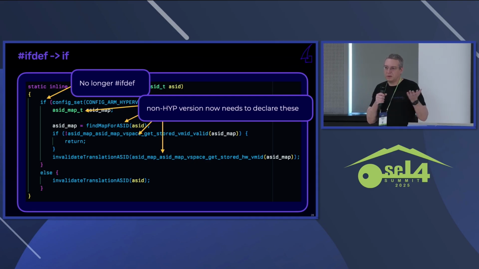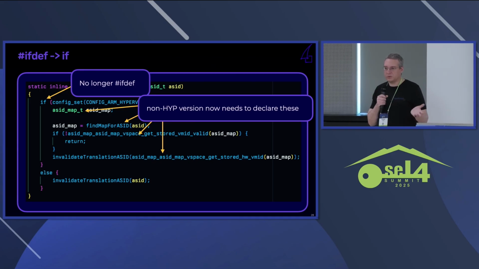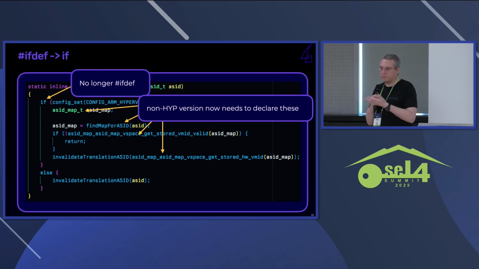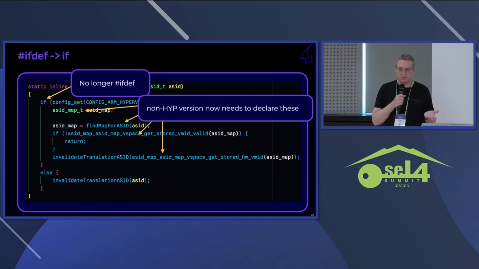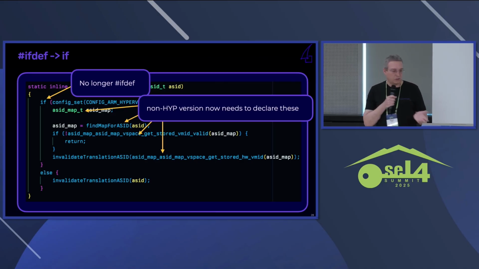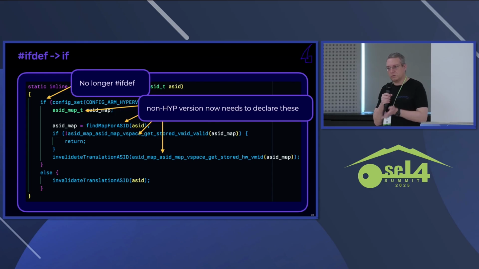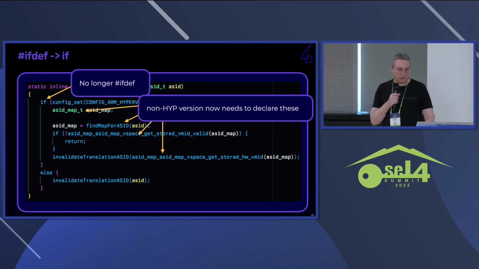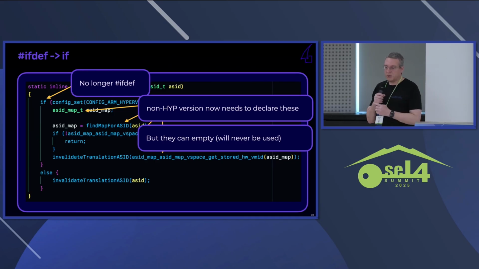So the price I pay is, unfortunately, if I put that into C, all these names that I may not use, because, for instance, the option is not set, need to exist. So it's illegal to have an if branch that calls functions where the name doesn't exist, or where the type names don't exist. So in non-hypervisor code, I would now have to declare the names that are used in hypervisor code. That's some noise in the namespace, but they can be empty. They will never be called, and they will actually be fully optimized out of the binary.